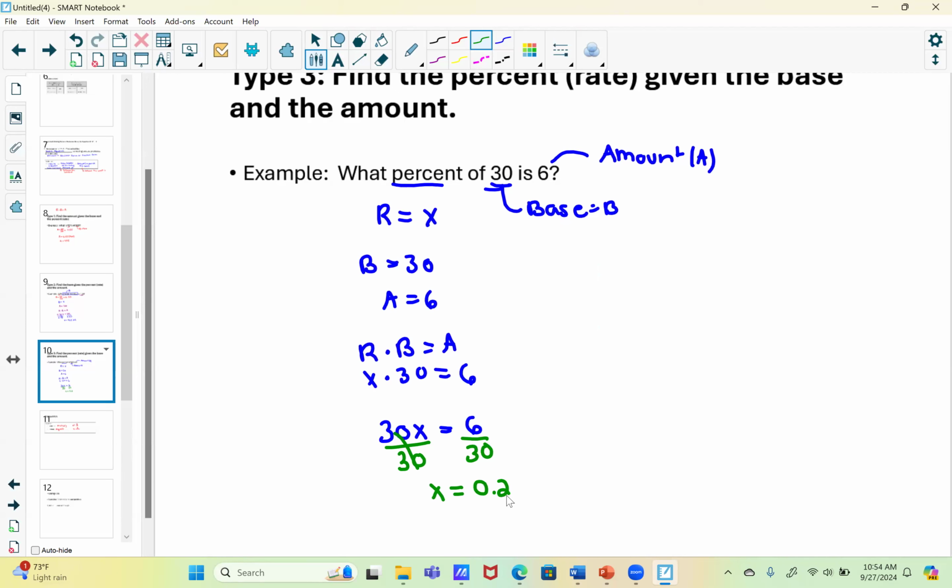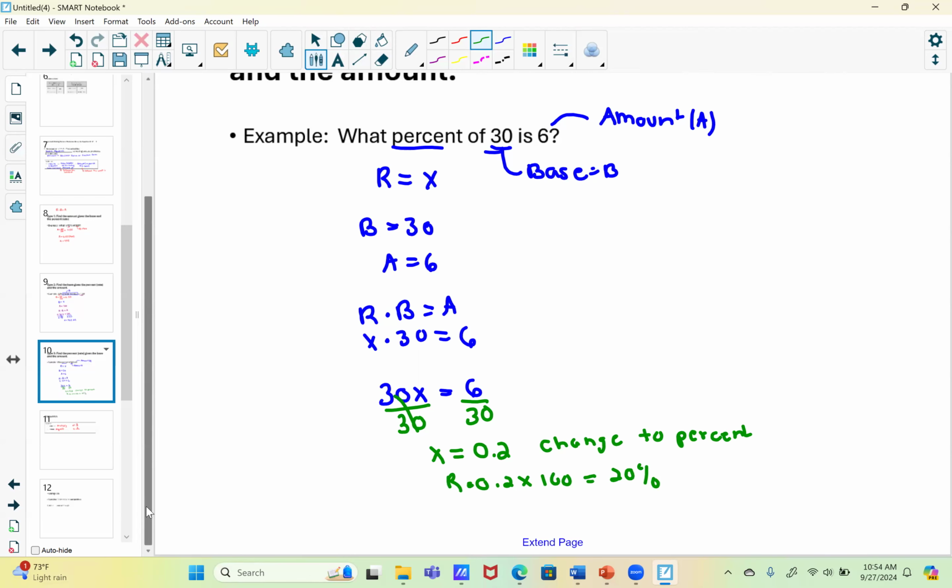So again, our last step for these is always to change it to a percent. We need to multiply by 100. And so it is 20% is the rate. So those are the 3 types. We have finding the percent, finding the base, and finding the amount.